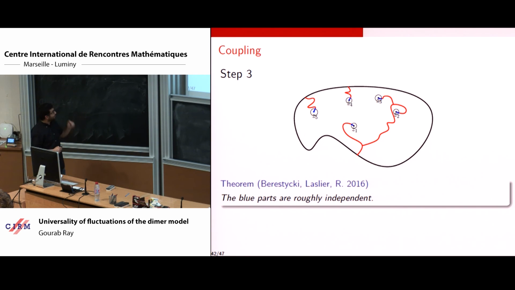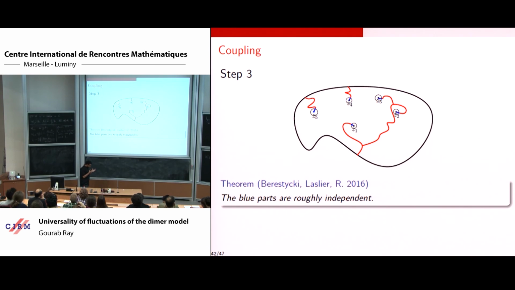So for the last few minutes, I will try to explain the rest of the proof. We have taken care of the red parts. We have shown the winding of the red parts converges to square root 2 times the GFF. And the blue parts, we want to prove they're independent, okay? It's a non-trivial fact. The blue parts are actually macroscopic, so in the delta mesh size, there will actually be a lot of branches, infinitely many branches.